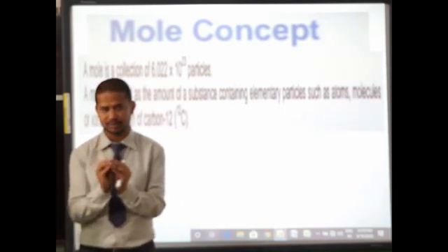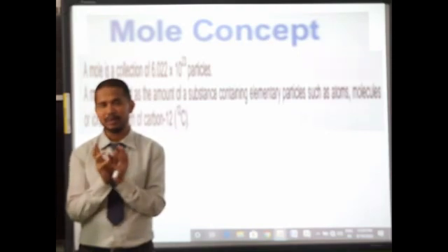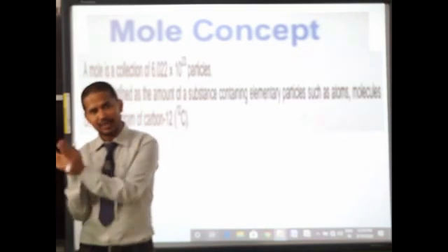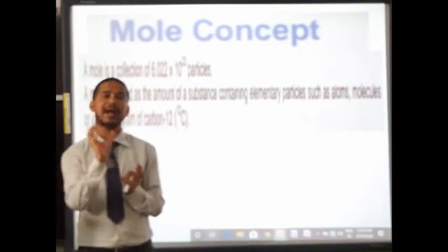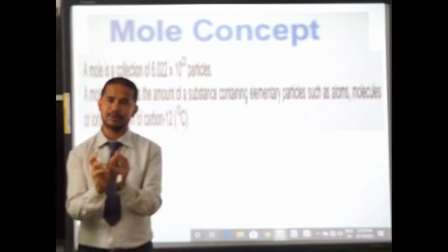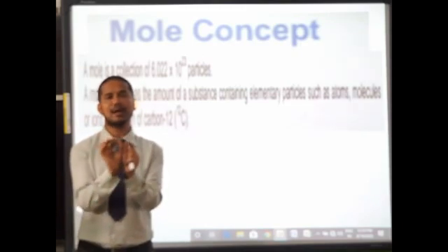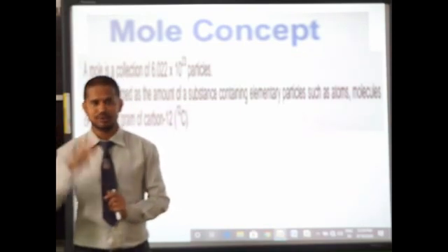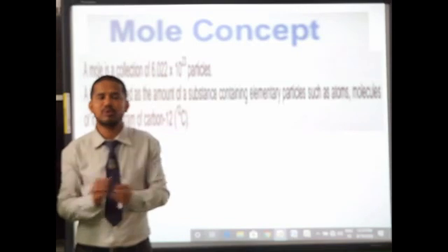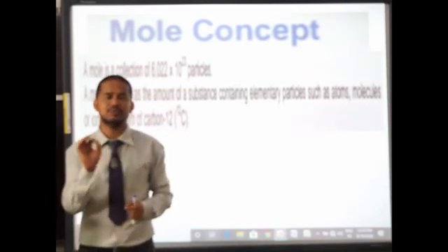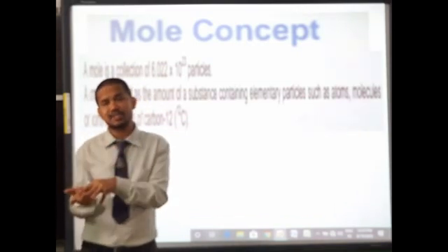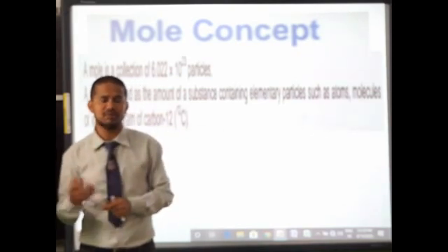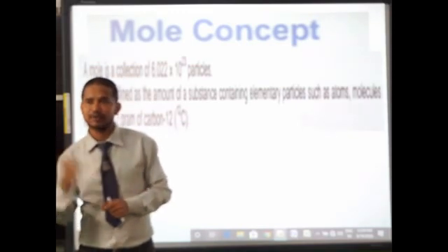How many molecules are there? How many particles are there in 12 grams? Or since it is the element carbon, how many atoms of carbon are present in 12 grams of carbon? Taking the carbon 12 isotope, they got 6.022 into 10 to the power 23 atoms of carbon. Then they did it with 16 grams of oxygen. They got the same number, 6.022 into 10 to the power 23 atoms of oxygen.